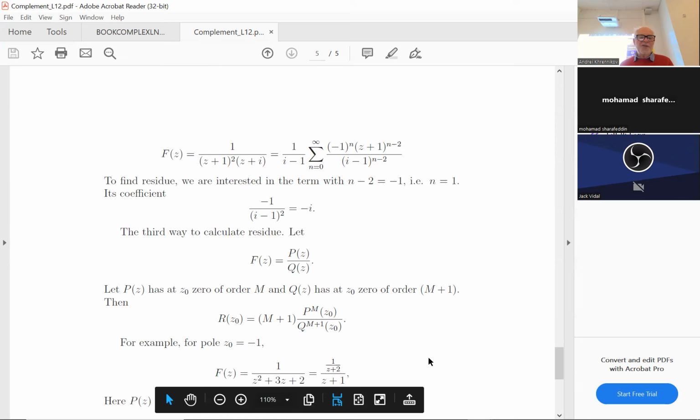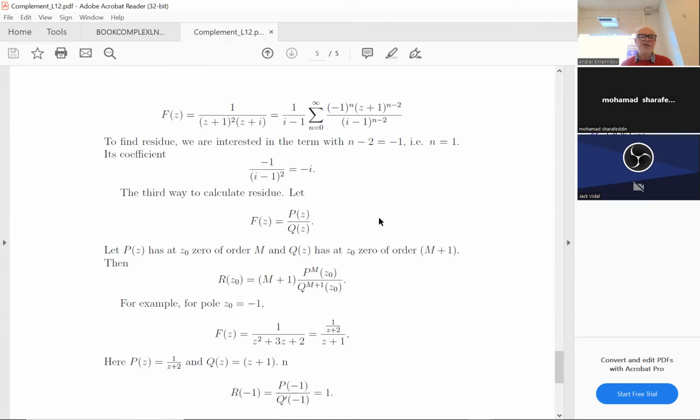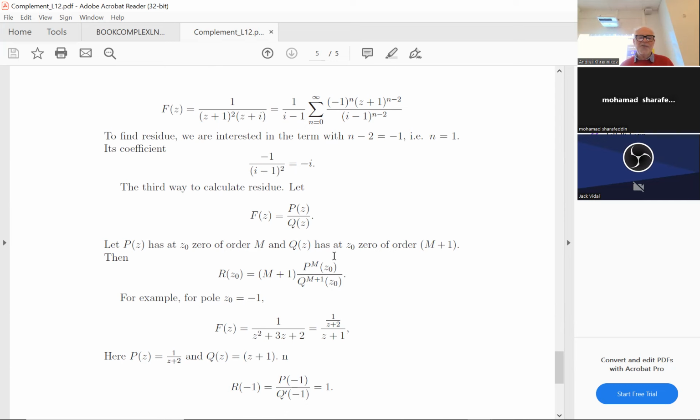Now we apply this third method. Suppose our function is this fraction. Here should be brackets. So then the formula is the following: if the numerator has a zero of degree m and the denominator a zero of degree m plus 1, there is this formula. These are derivatives, so there is a mistake; they should be in brackets. Derivative of degree m and m plus 1.